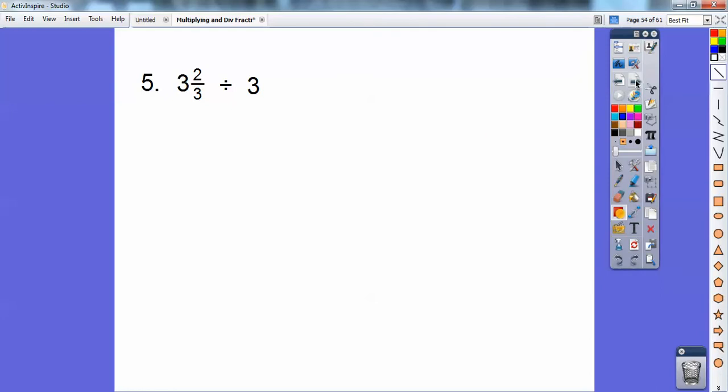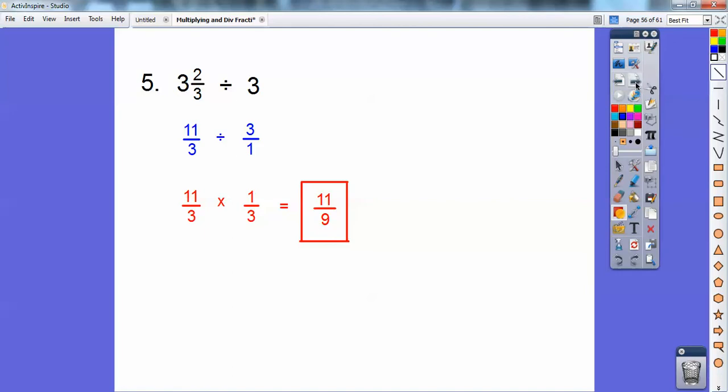All right, change this to an improper fraction, and then this is 3 over 1, and I'm going to flip it. Okay, so let's see if I did that right. 3 times 3 is 9, plus 2 is 11. Now I'm going to flip this and make it 1/3, and then go ahead and change it to multiply, and then you get 11/9. Okay, you can change that to 1 and 2/9 if you wanted to. So this is 11/9, so you can change it to 1 and 2/9.